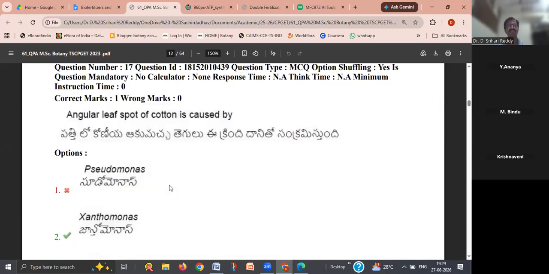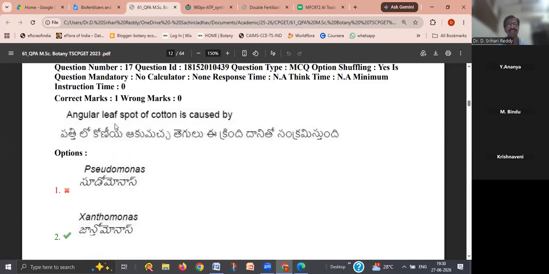And next, angular leaf spot of cotton is caused by. What is the pathogen which causes angular leaf spot in cotton? The right answer is Xanthomonas, the full name is Xanthomonas malvacearum. Colletotrichum causes the red rot disease in sugarcane, Colletotrichum falcatum. And also Pyricularia causes blast disease in rice or paddy, rice blast, Pyricularia oryzae. So the right answer here is angular leaf spot of cotton is caused by Xanthomonas malvacearum.